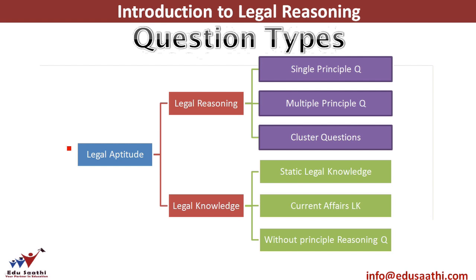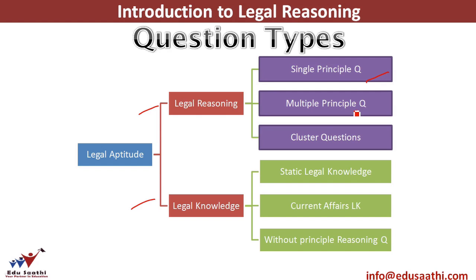Next, we need to discuss the type of questions asked in the law entrance exams. Broadly, there are two categories, that is legal reasoning and legal knowledge. In legal reasoning, you can get single principle questions, which means you will get a single principle and one or more questions based on that principle to be solved. For example, you get a principle on cheating, like we will discuss in further slides, and you get one or more questions based on the similar principle.